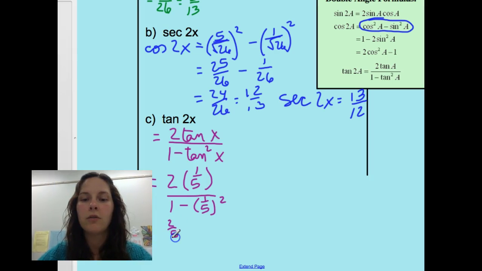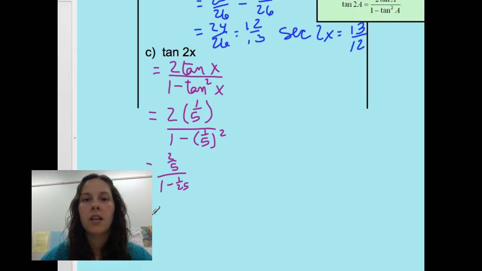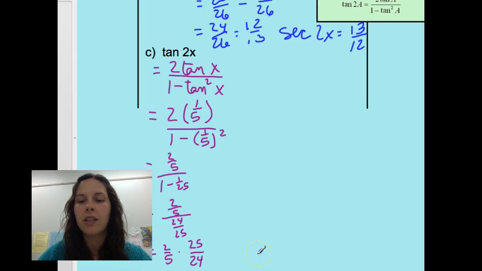So our numerator is 2/5. Our denominator is 1 minus 1/25. So when we simplify our denominator, changing that 1 to 25/25, so we have a common denominator, we get 24/25. And to divide fractions, we multiply by the reciprocal. So the first fraction stays the same. The fraction in the denominator gets flipped. So we can simplify: 2 goes into 24 12 times, 5 goes into 25 5 times. So we have tangent of 2x equals 5/12.